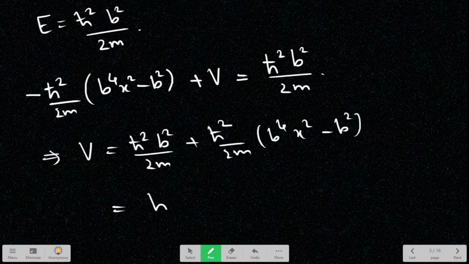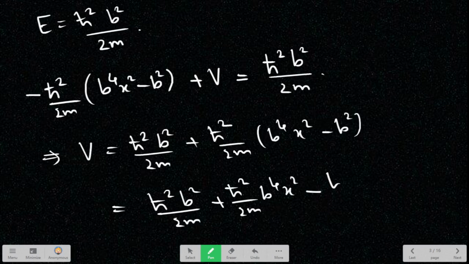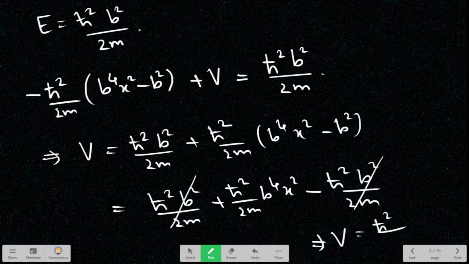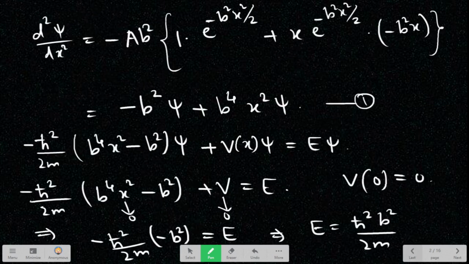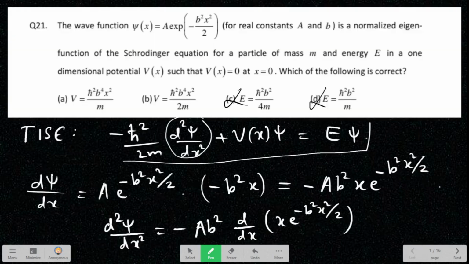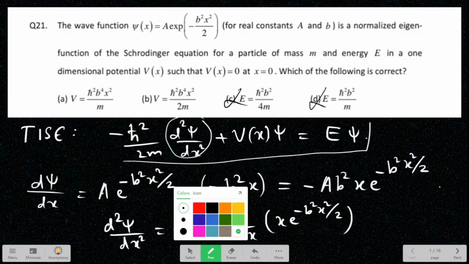This is equal to h cut square b square upon 2m plus h cut square upon 2m b raised to 4 x square minus h cut square b square upon 2m. These terms cancel. This implies V is equal to h cut square upon 2m b raised to 4 x square. So option B is the correct answer here. V is equal to h cut square b raised to 4 x square upon 2m.